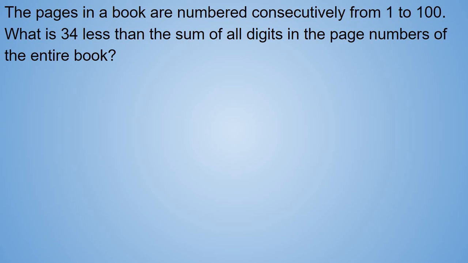Number 3. The pages in a book are numbered consecutively from 1 to 100. What is 34 less than the sum of all digits in the page numbers of the entire book? Okay, a few things here. First of all, consecutively means like one after another. Like the numbers would be 1, 2, 3, 4, 5, 6, 7, 8, 9, 10. Because the 2 is after the 1, 3 is after the 2. So it goes in order, basically.